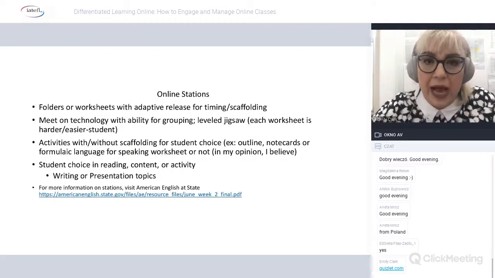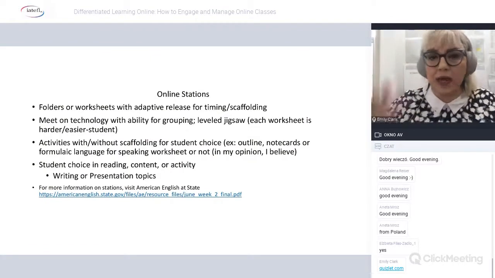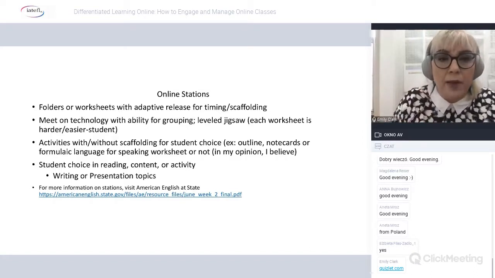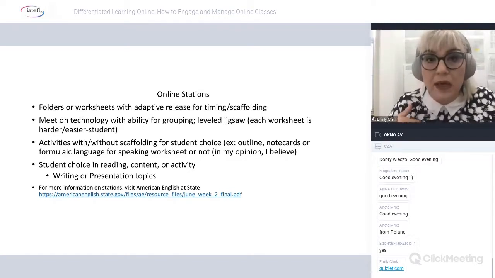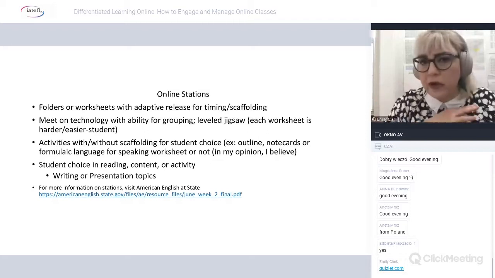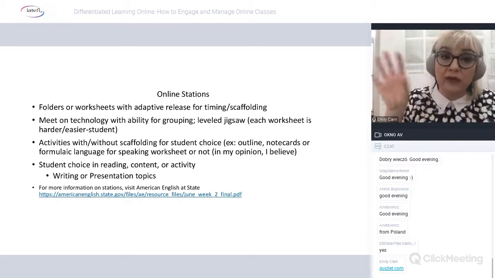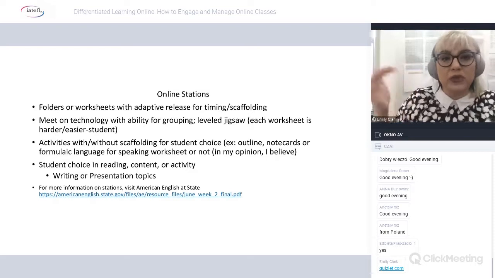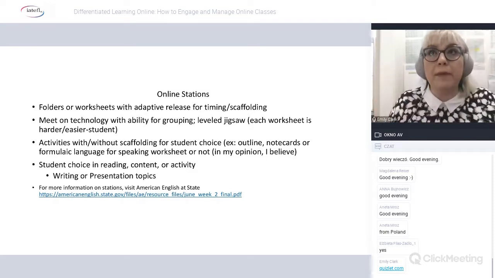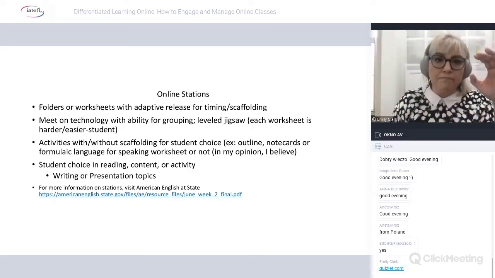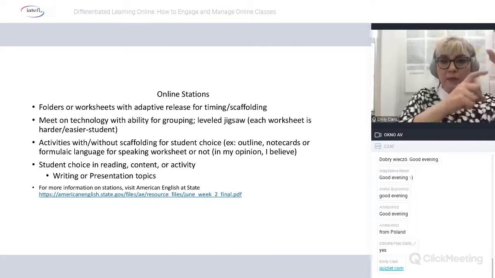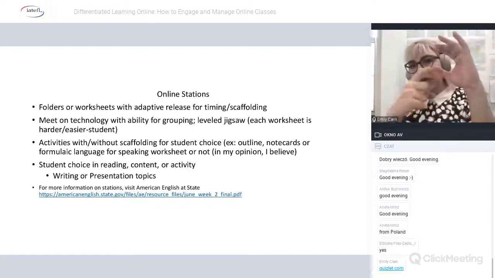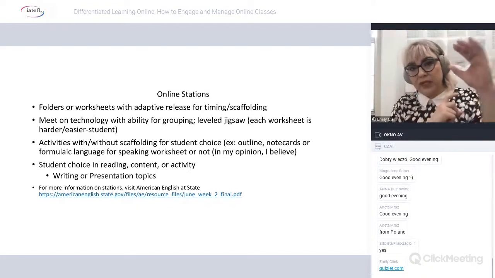And then again, how would I want this to look? So I talked a little bit about grouping before, but like online stations, for example. So maybe in the learning management system you're using, Google Classroom, however you set your course up, you might have different folders. And within those folders, you have different worksheets. Or maybe you have a worksheet set up with adaptive release. So for example, maybe you can't move on, sorry, I can't see my hand. You can't move on to the second one until you finish the first one.